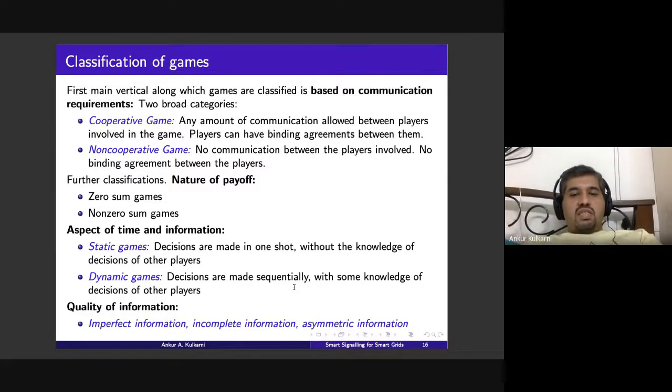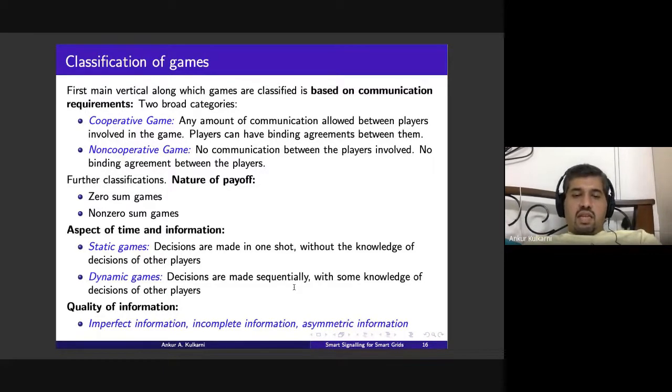Further classifications that you can make in games: you must have heard the term zero-sum game. A zero-sum game is when the payoffs of the players are such that they all sum to zero. So whatever one guy loses, the other guy gains. That sort of situation is called a zero-sum game. But in many cases, the kind of games we end up dealing with are what are called non-zero-sum games.